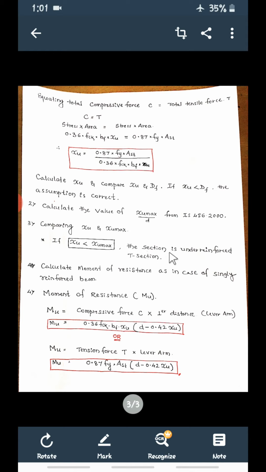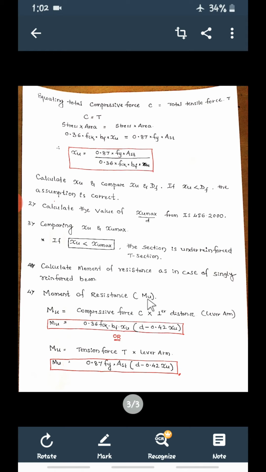So the section is under reinforced T section. It means XU is less than XU max, so it is under reinforced. Anyhow it is a T beam, it is an under reinforced T beam. Now it is confirmed that it is under reinforced. Then calculate the moment of resistance, same as what we calculated for a singly reinforced section. So the fourth step is the moment of resistance.